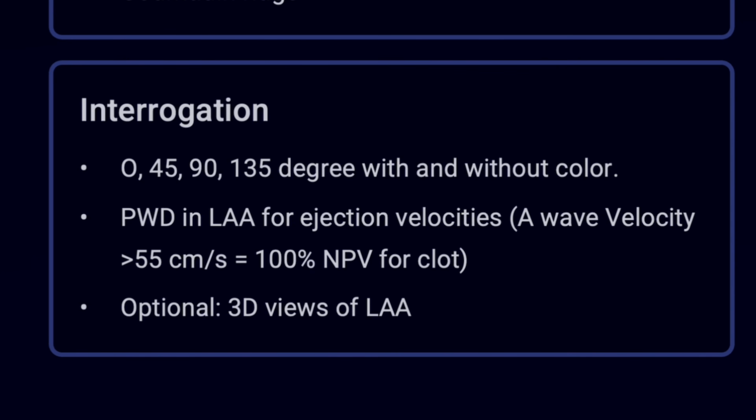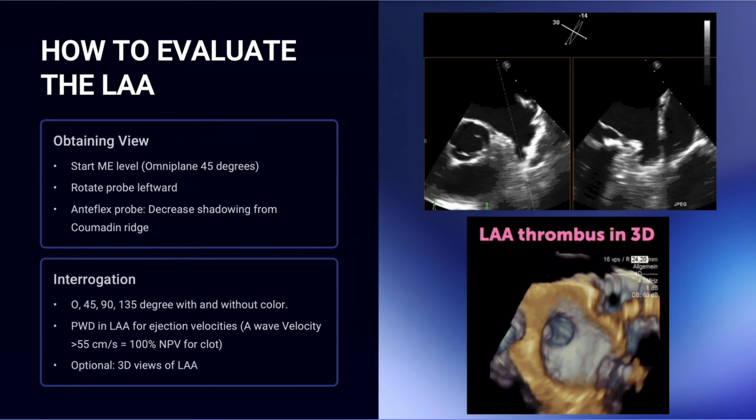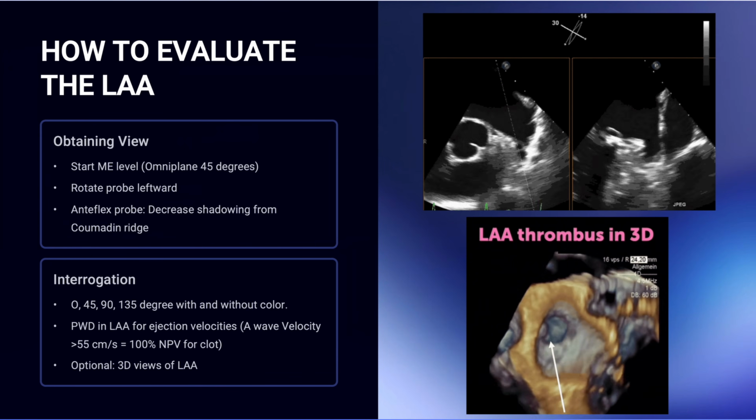Then I'm going to perform pulse wave Doppler at the left atrial appendage ostium for ejection velocities. If the A wave velocity is greater than 55 centimeters per second, this has a 100% negative predictive value for thrombus. It essentially means blood is ejecting so well from that left atrial appendage that it will not have thrombus in it.